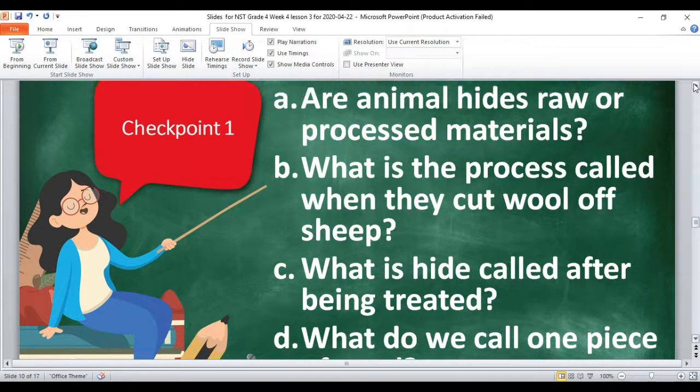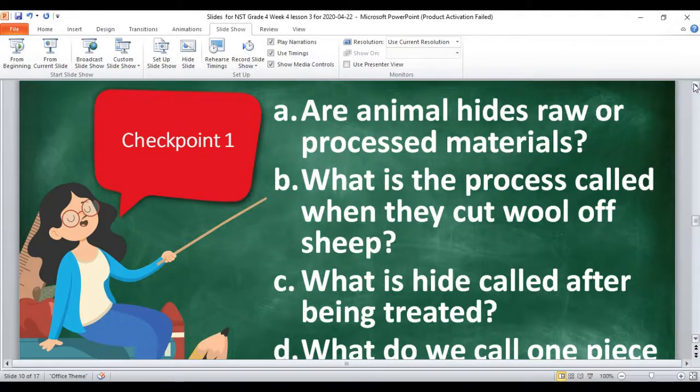so that I check if you do understand what we did. Yes. Question 1 on the checkpoint: are animal hides raw or processed materials? Are animal hides raw or processed materials? That is the question I am raising to you. You must be able to know whether a hide is a processed material or unprocessed material.